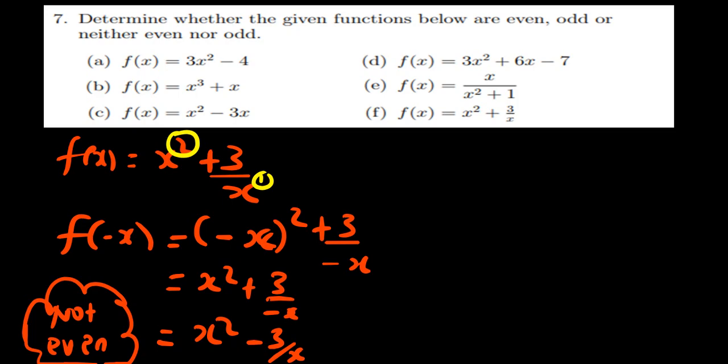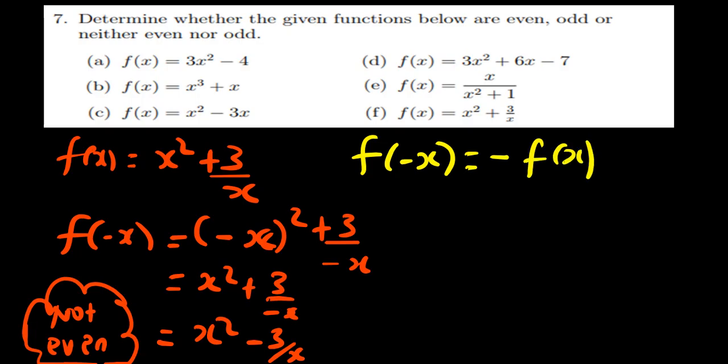Let's try if it's odd. If it's odd, we say f of negative x is equal to negative f of x. That's the expression that we should get. However, if we get this expression, x squared minus 3 over x, if we factorize it, what are we going to have?